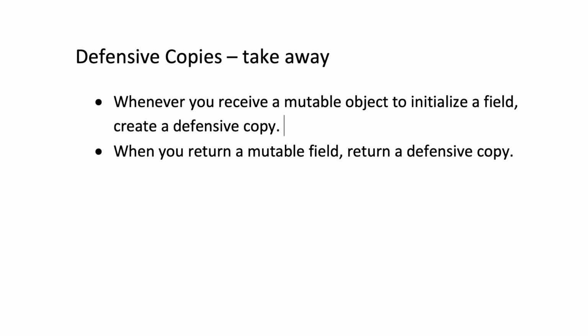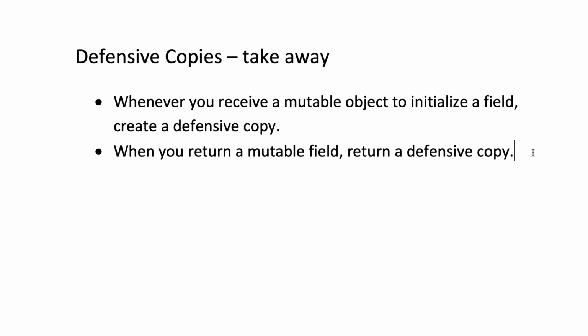And so here's a takeaway to our elaboration on defensive copies. Whenever you receive a mutable object to initialize a field, create a defensive copy. That is typically done in a constructor when you receive an argument of a mutable type, or a setter. But it's possible that this could happen in a different method as well, so you have to check for it. When you return a mutable field, return a defensive copy. Pay special attention to getters, but again, watch out for all methods, because any other method could also potentially return a mutable field.